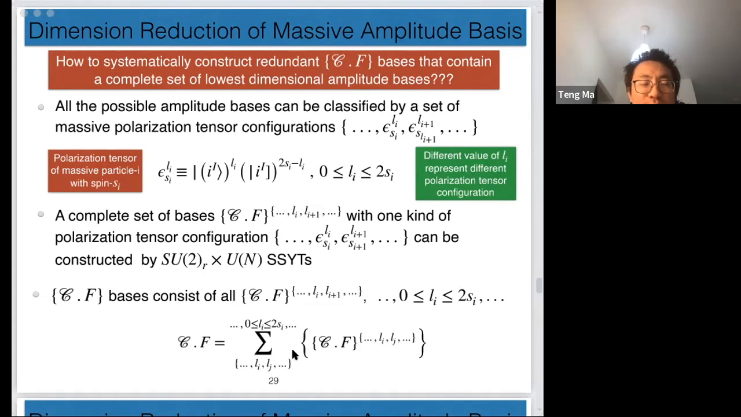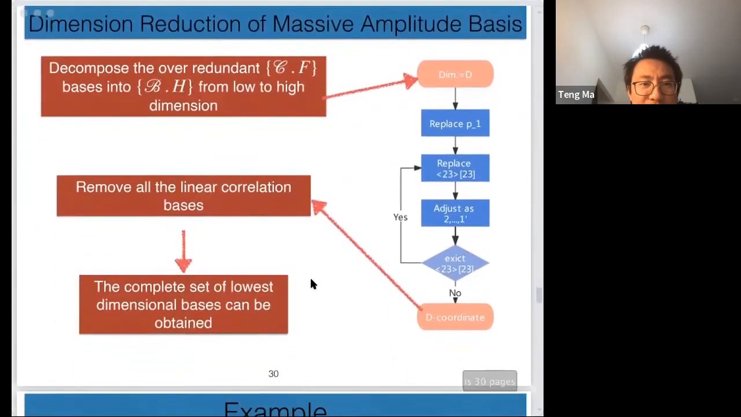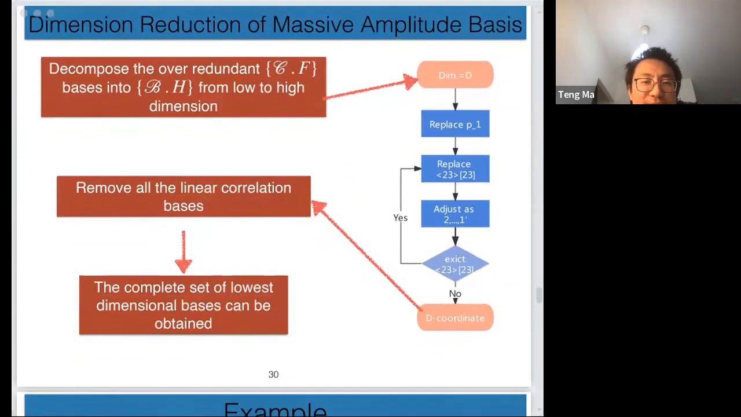This is the definition. So obviously the CF basis contains a complete set of lowest dimension amplitude basis, because CF contains all the possible amplitude bases with different polarization tensor configuration. Then after constructing the CF basis, we can decompose them through this procedure as discussed before, from low dimension to high, and eliminate the linearly correlated bases. Finally, a complete set of lowest dimension amplitude can be obtained and mapped into the physical operator basis.